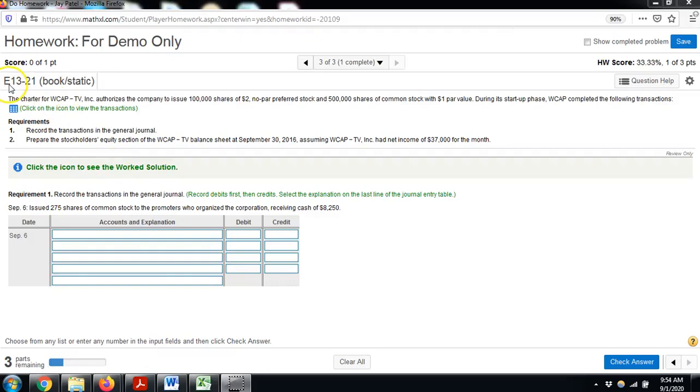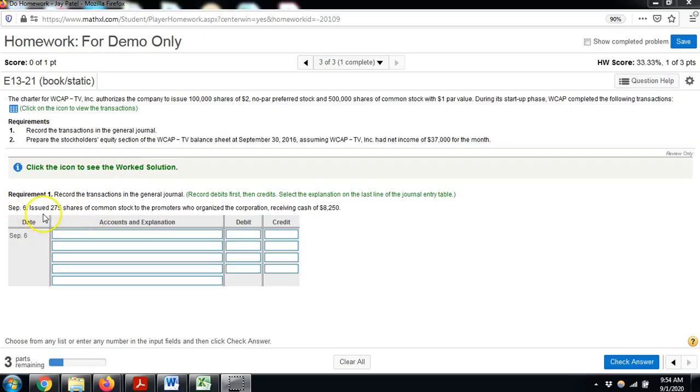This is E13-21, and it's going to cover the journal entries for various forms of issuing shares, and also how to put together the equity section of the balance sheet. So let's start with this first one.